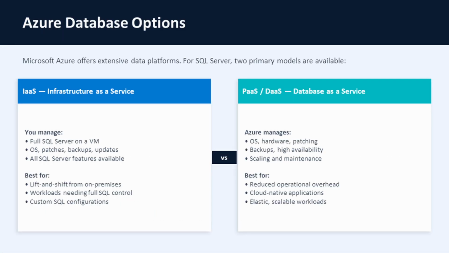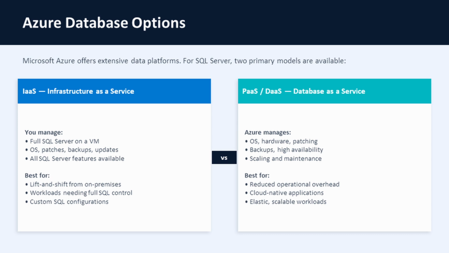When it comes to running SQL Server in Azure, you have 2 main paths to choose from, and it is important to understand what each one means before you commit to a direction. The first option is Infrastructure as a Service, or IaaS. In this model, you are essentially renting a virtual machine from Microsoft, and then you install and manage SQL Server yourself, just as you would on a physical server in your own data center. You get full control over the operating system, the SQL Server version, every configuration setting, and every feature. If you need something specific that only the full version of SQL Server offers, this is your path.